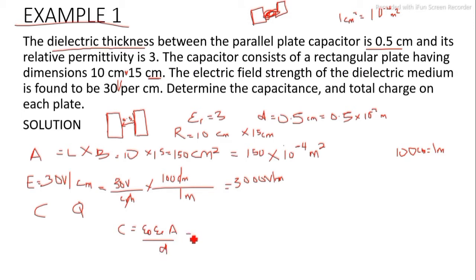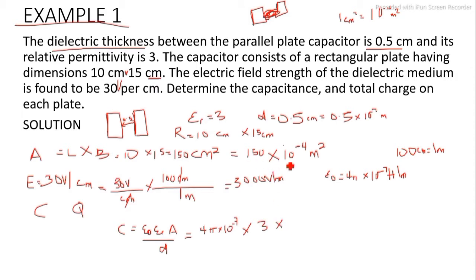And what's our epsilon naught? I told you epsilon naught is a constant, which is 4 pi times 10 to the power minus 7 henry per meter. And our epsilon r, the relative permittivity, is given as 3. So we are going to have 4 pi times 10 to the power minus 7 times 3 times the area.